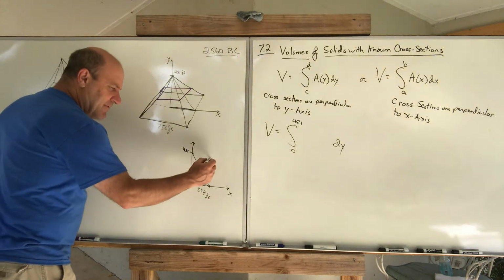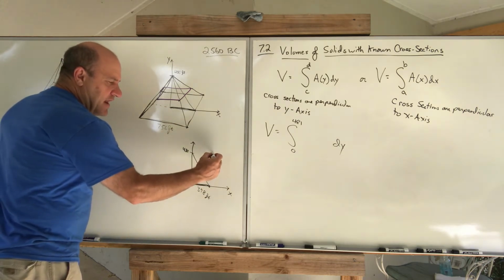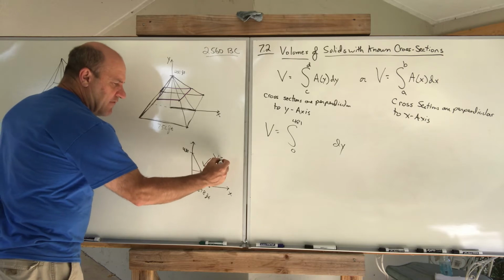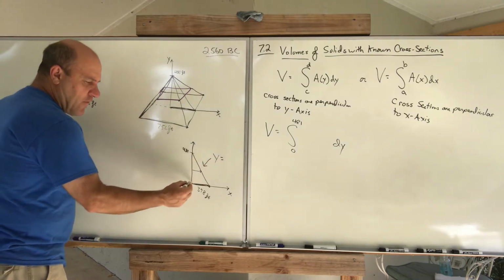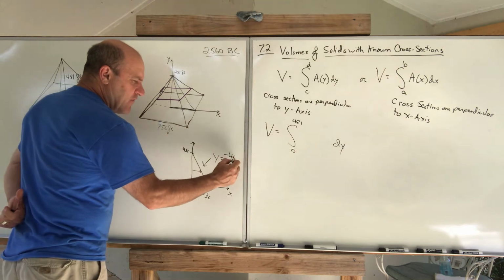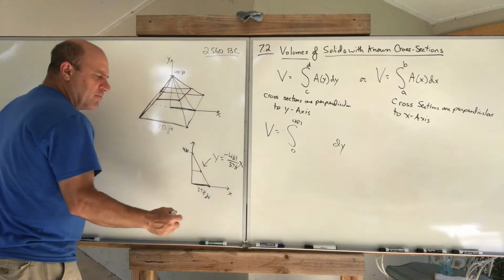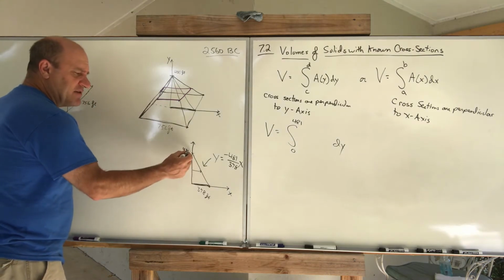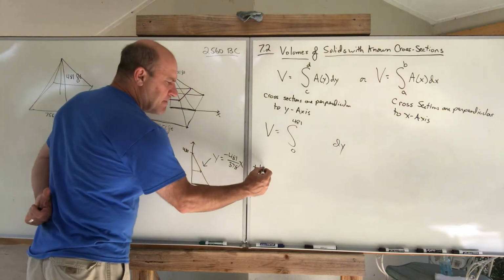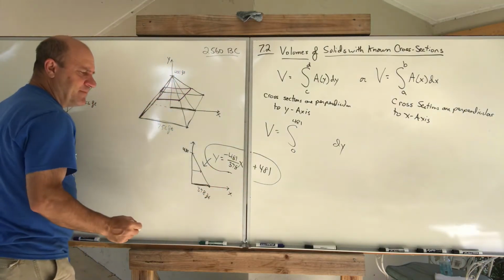So I can probably get the equation of this line. It's a line that has a slope of down 481 and over 378, negative 481 over 378 times x, plus the y-intercept, which happens to be 481. So there is the equation of the line.